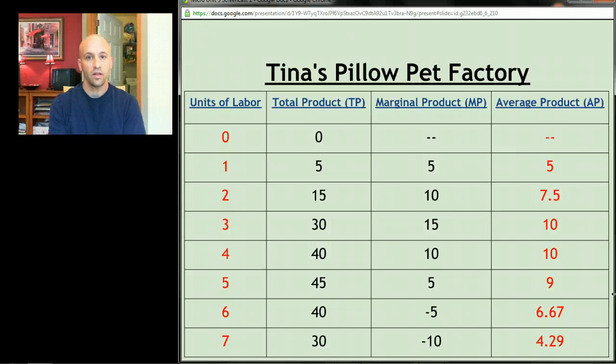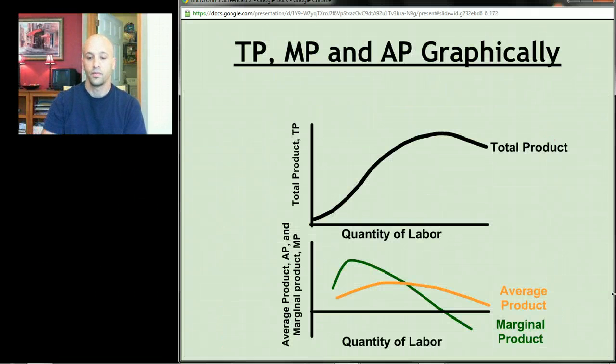Finally, the average product column looks very similar. Average product rises, peaks, and then begins to fall. When I graph that out, here's what it looks like, the orange line. Average product rising initially, peaking, and then falling.